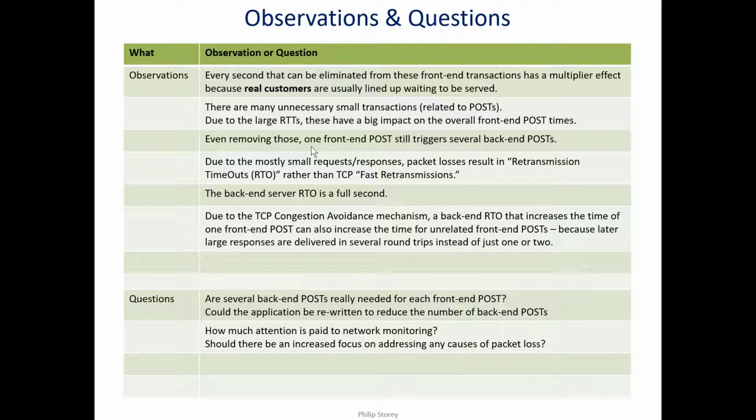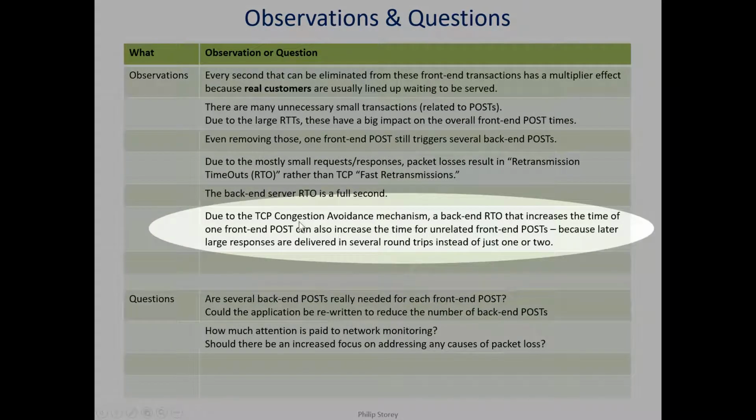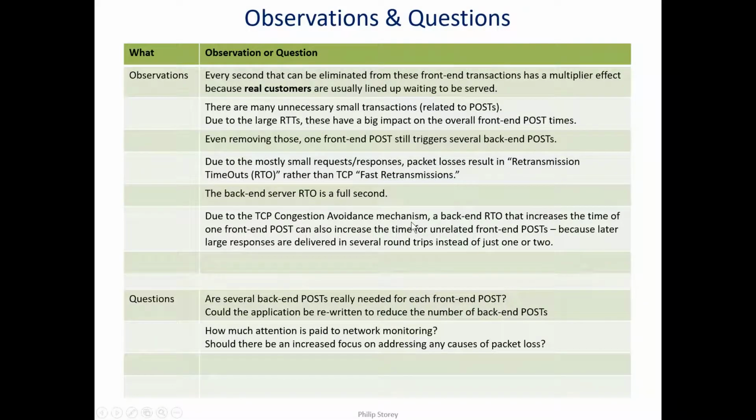And another interesting observation to me was that we had one retransmission timeout at the server, and the server went into congestion avoidance mode. One retransmission timeout at the beginning cost us a second, but it also cost us multiple round trips for every subsequent set of transactions. What it means is that packet losses in this environment are a much bigger deal than they are in what we might call a normal environment.